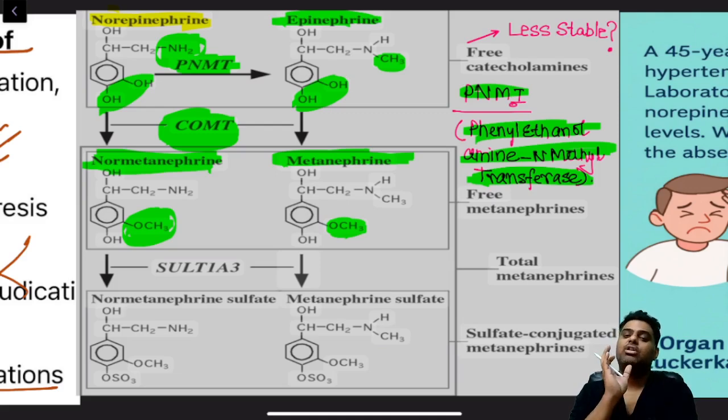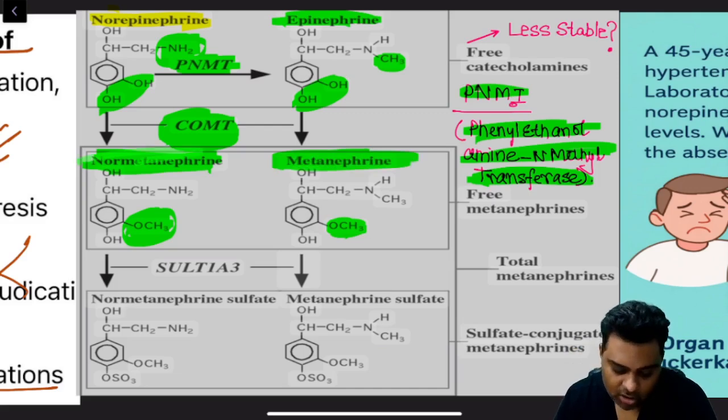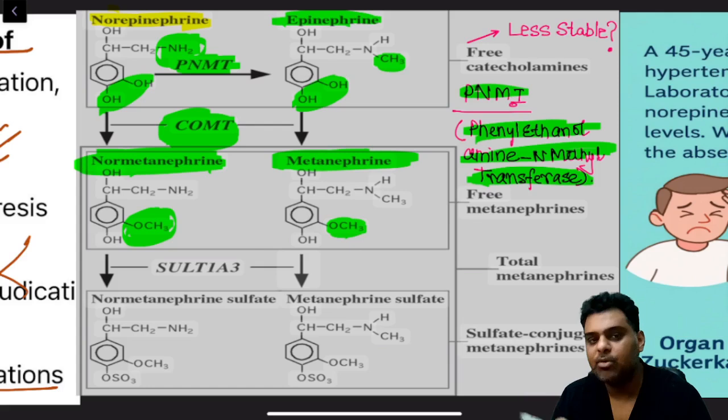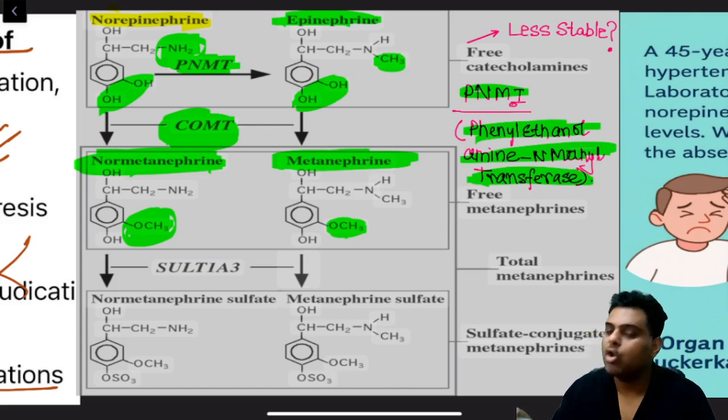That is why they are also not measured, because they are released episodically, whereas the normetanephrines and the metanephrines are leaky products and they are always leaked out. So whenever there is more norepinephrine, there will be more formation of normetanephrines and metanephrines from them, and since they are leaky, they are always released, so you can measure them.